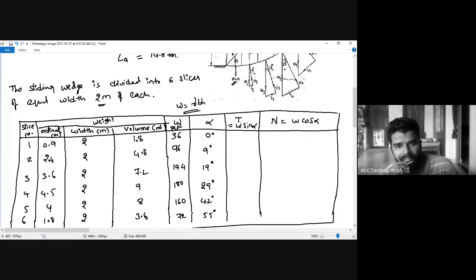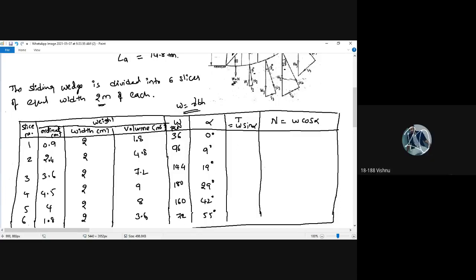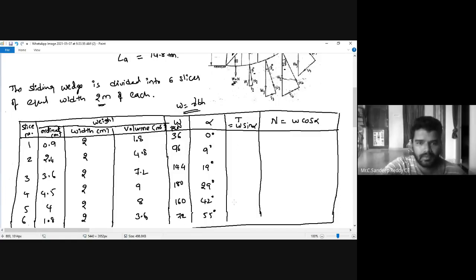We know alpha also. Now you tell me what is the value of T and the value of N for each slice. For the first slice, T is equal to W sin alpha. W is already calculated in the previous column, 36 kilonewtons, and alpha is 0. So for the first slice, 36 into sin 0. You tell me all these values of T and N. Fast.